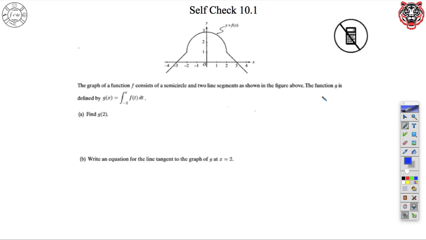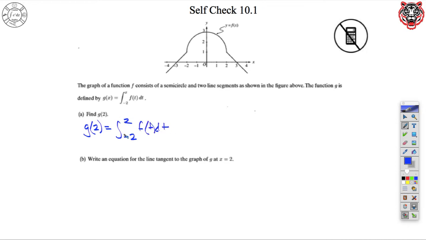This is AP Calculus AB. We're on self-check 10.1. So we're looking at this graph. We need to find g of 2. So g of x is defined by this integral. That means if I have g of 2, I'm plugging in 2 for x. So it's going to be the integral between -2 and now x is 2 of f of t dt.